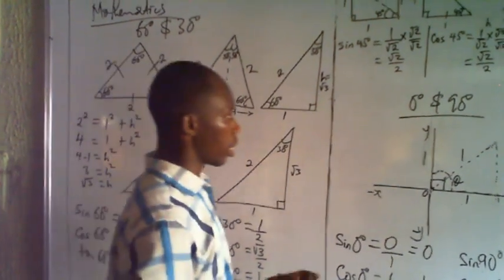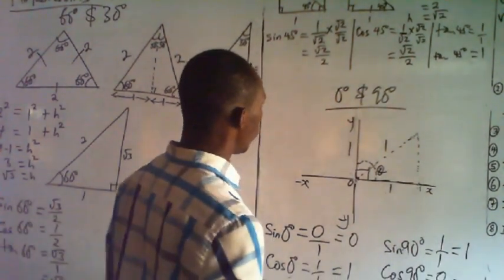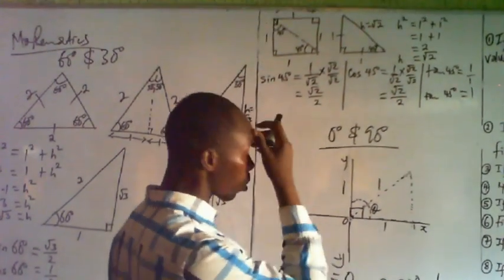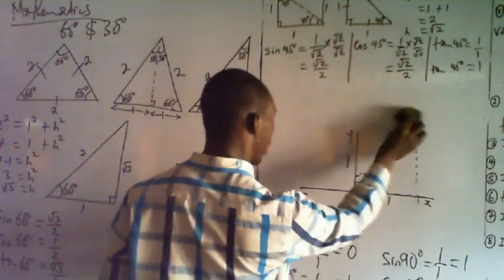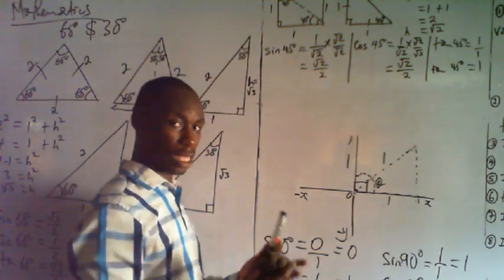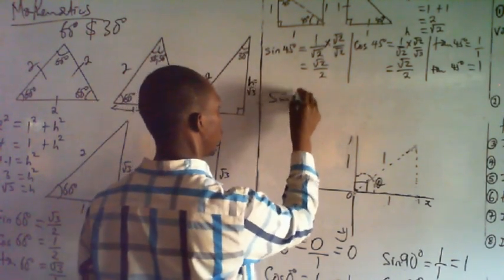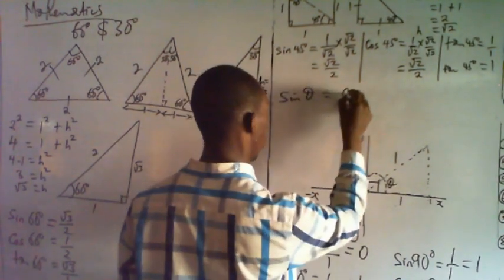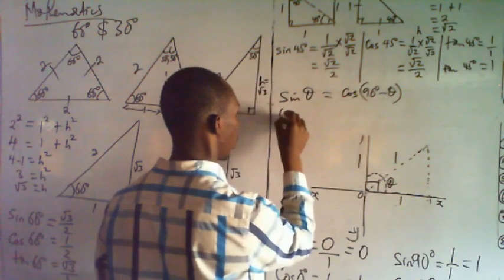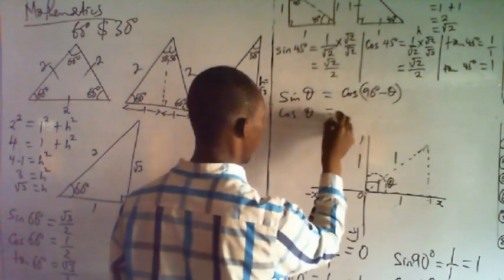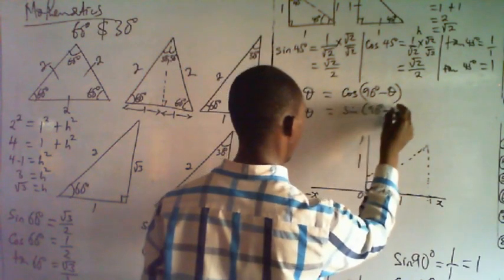And considering special complementary angles, we can also conclude that for complementary angles, what are complementary angles? Angles that sum up to give us 90 degrees. Sine theta is equal to cos 90 degrees minus theta. Cos theta is equal to sine 90 degrees minus theta.